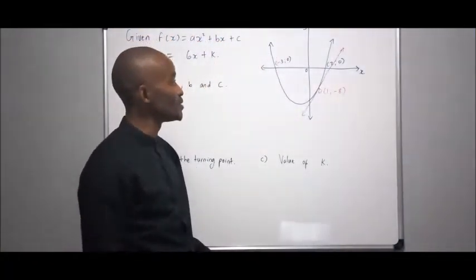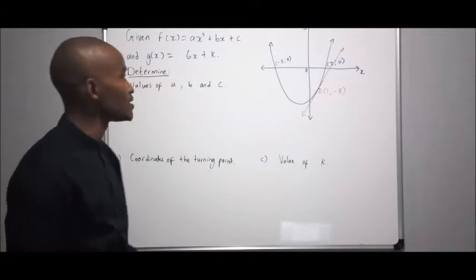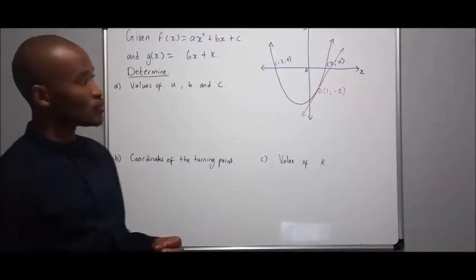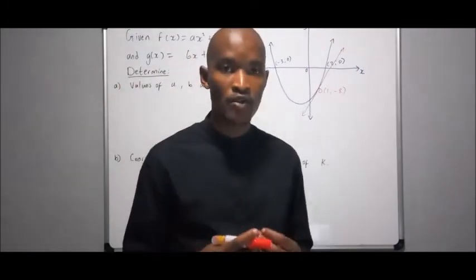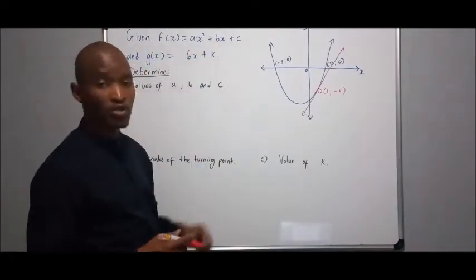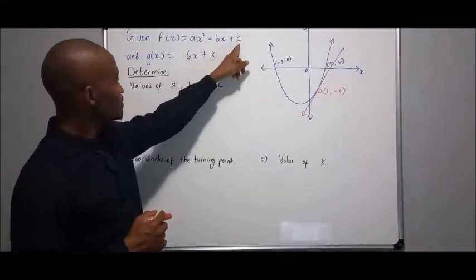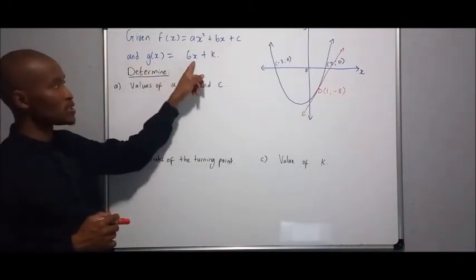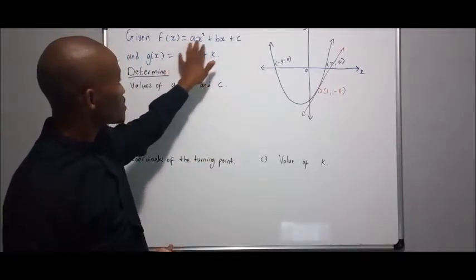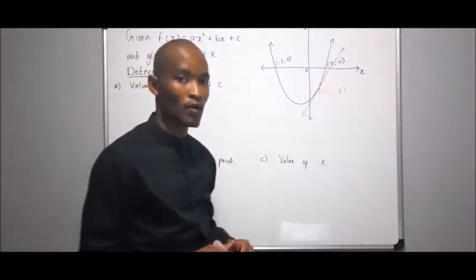In this lesson I'll be presenting a question about functions, based on the parabola and the straight line, and I'm helping you to get the values of variables, especially when an equation is given with unknowns throughout like this. f of x is equal to x squared plus bx plus c and g of x is equal to 6x plus q. We see that f of x is given in standard format, and also g of x is given in standard format.